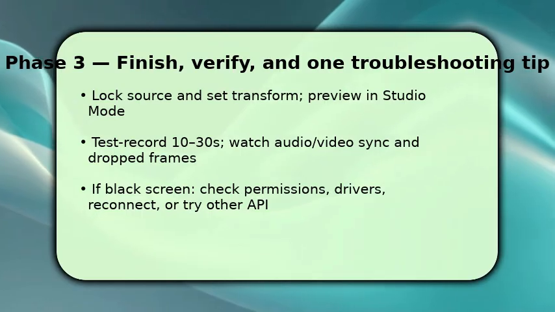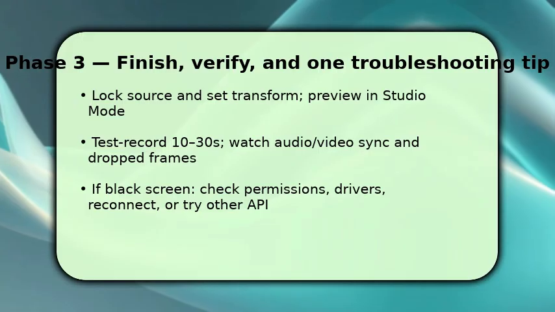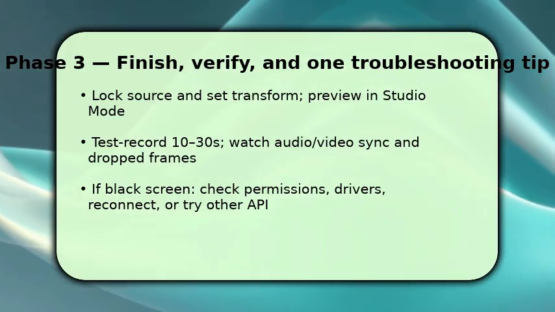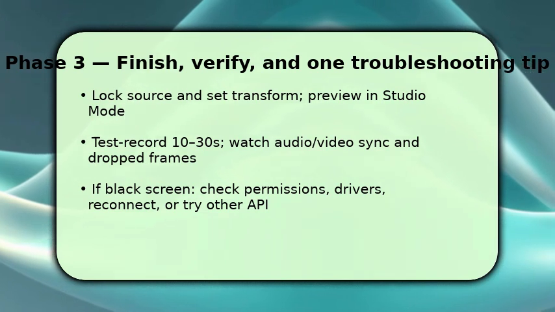If problems appear, black screen, freezing, or poor quality, first recheck OS camera permissions, update or reinstall drivers, reconnect the cable, and switch the API and properties. One tip, try MJPEG or capture card.